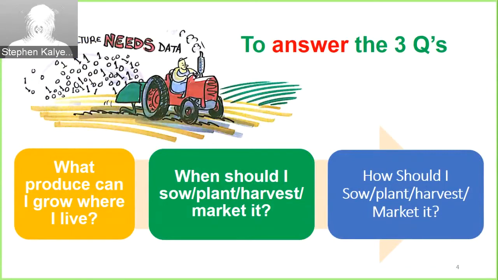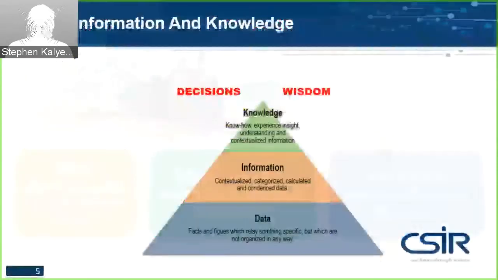When should I sow, plant, or harvest? All this is the data or the information that we need to have. What produce can I grow where I live? This can involve probably exported data, or it requires one to come and do a survey on their farms, on their soils, to investigate all these properties, all this data they need to do appropriate farming.